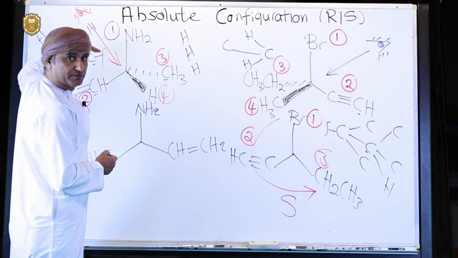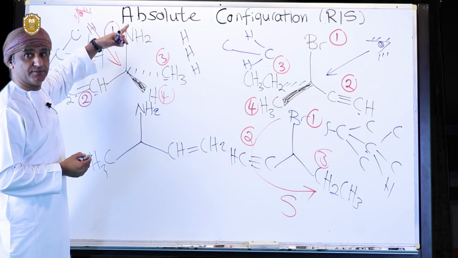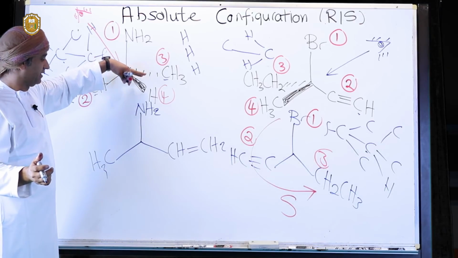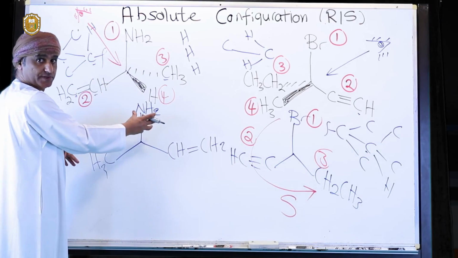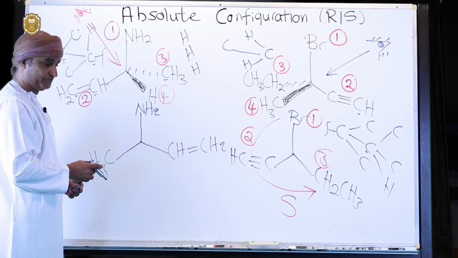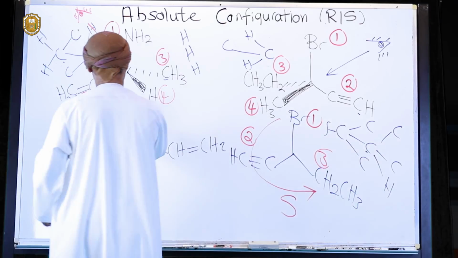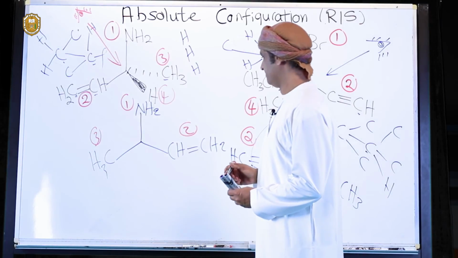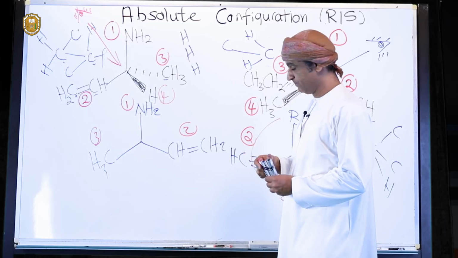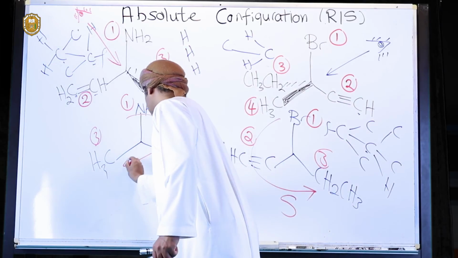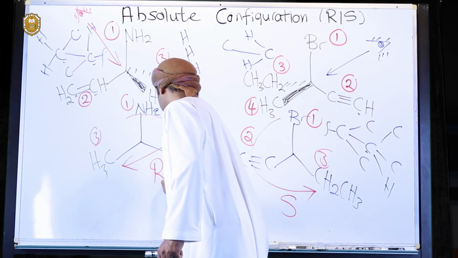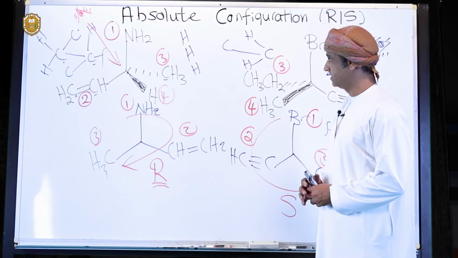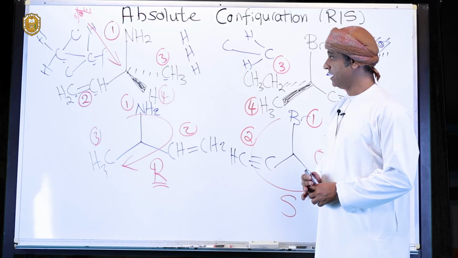Again, if you look at the molecule like this, we see the amino group up, this group on our right side, and of course the methyl group on the left. So this is the amino group up, the vinyl group on the right, the methyl group on the left. If you put priorities, that's number 1, the vinyl group is number 2, and the methyl group is number 3. If you check rotation, you will see that it is clockwise, and therefore this configuration is R. So this structure has an R absolute configuration.